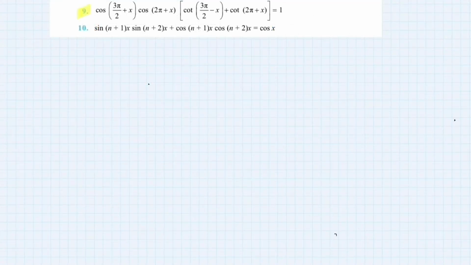Now let me show you how to solve question number 9. This is question number 9 and it's very simple. In order to solve it, let me write the left hand side first. What is the left hand side here?